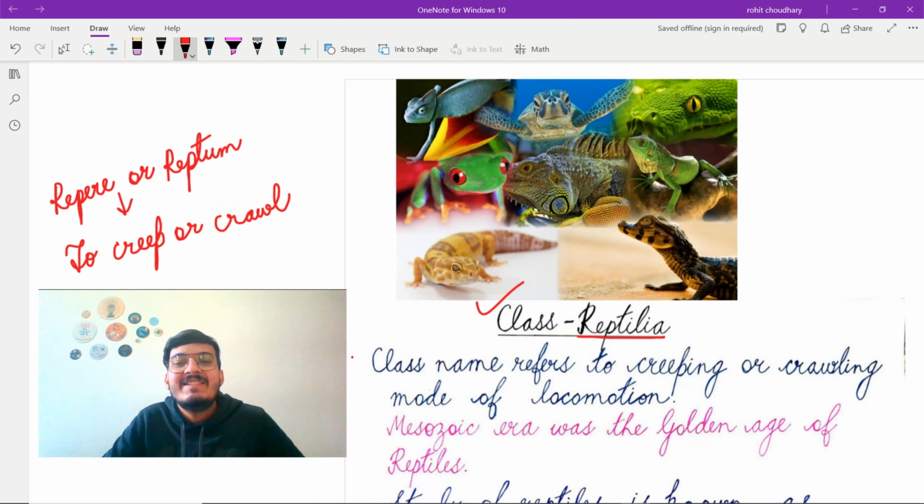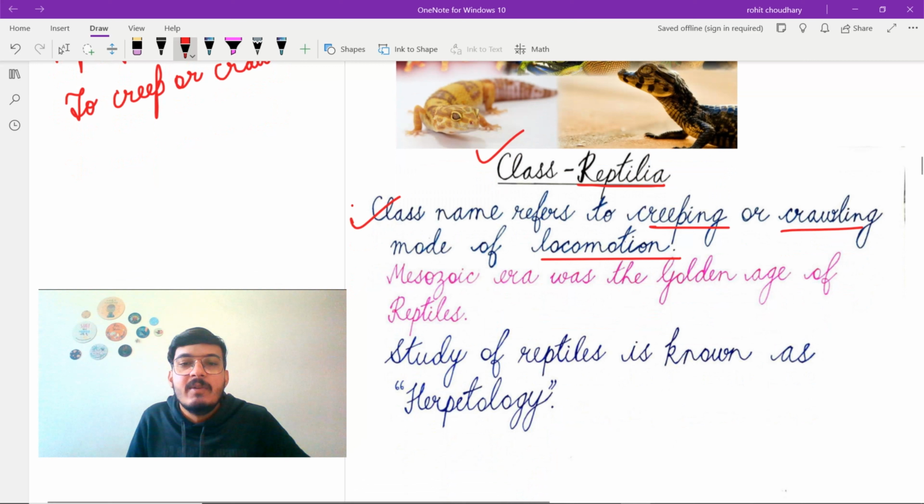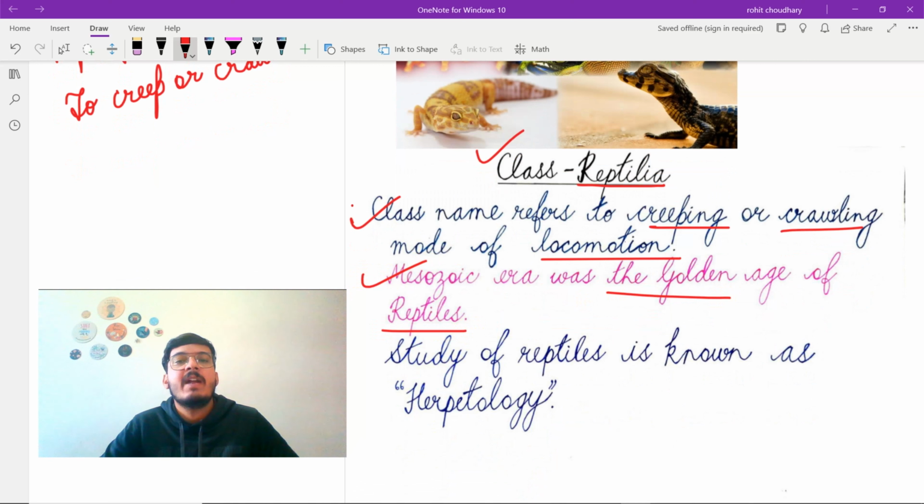So let's discuss the characteristic features which led to the success of reptiles on land. The first one is the class name refers to the creeping or crawling mode of locomotion, as the term says, and they are mostly terrestrial animals. Mesozoic era was the golden age of reptiles. Why is the Mesozoic era known as the golden age of reptiles? Because during this period, reptiles were the dominant land vertebrates and many reptile species evolved during this period.